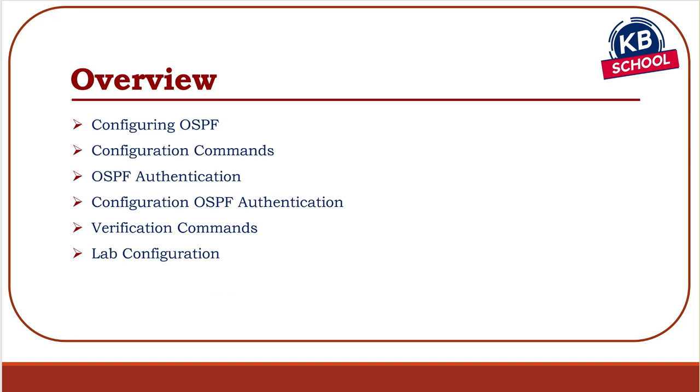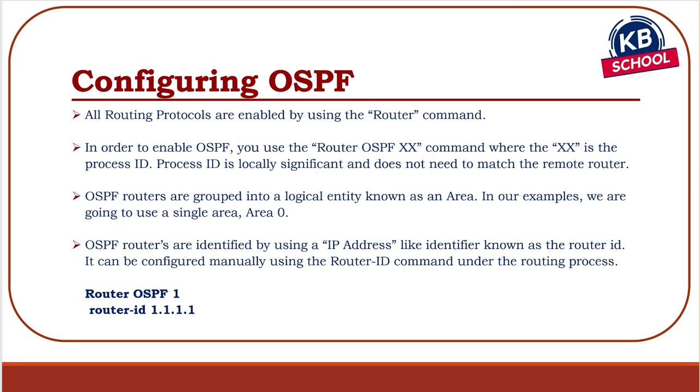The main topics, just like the other routing protocols on the ASA: configure OSPF. How do you do it on the ASA firewall, and how is it different from a Cisco router, the configuration commands associated with it, OSPF authentication, configuration of the OSPF authentication, the commands, verification commands, and at the end, we'll do the lab. So again, configuring OSPF, just like the router, the command is still the same.